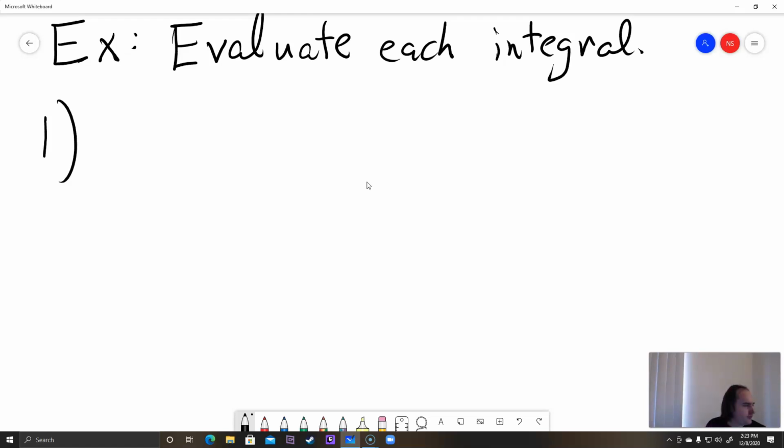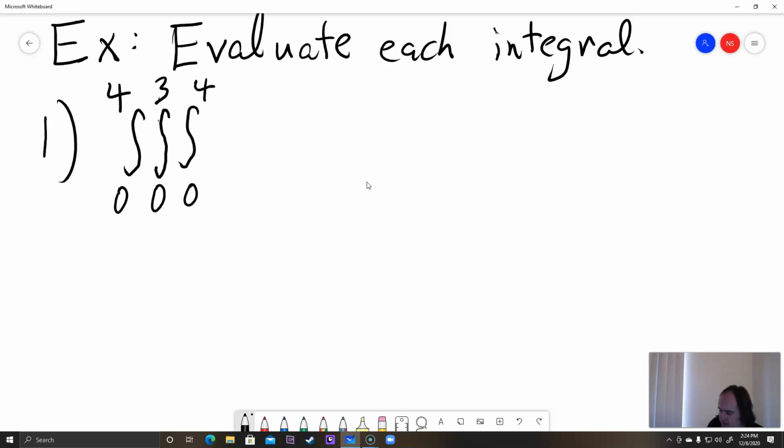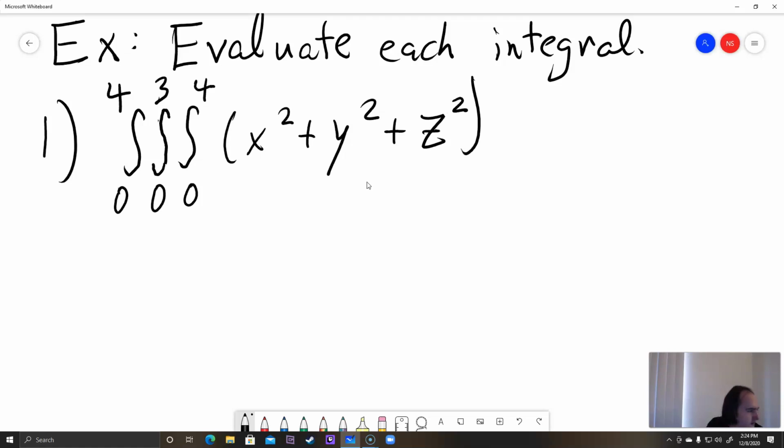For problem number 1, we're going to do the triple integral from 0 to 4, from 0 to 3, and 0 to 4 of the quantity x squared plus y squared plus z squared, dz, dy, dx.